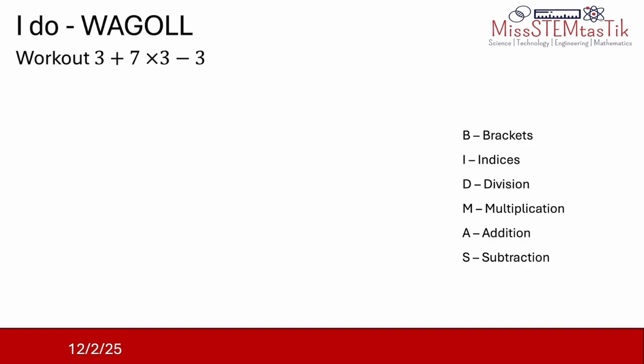So our next question is 3 plus 7 times 3, take away 3. So here we don't have any brackets, we don't have any indices, we don't have any divisions, but we do have a multiplication, so that will be our first operation that we must apply. And then we've got addition and subtraction, and because addition and subtraction are on the same level, we will start from the left hand side.